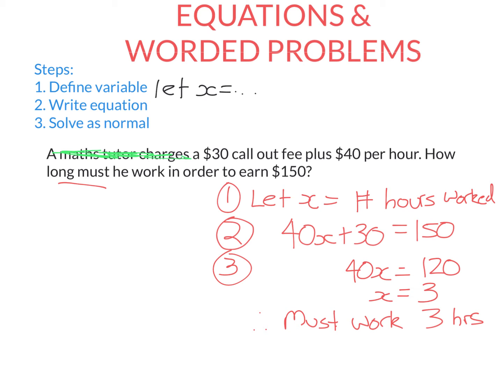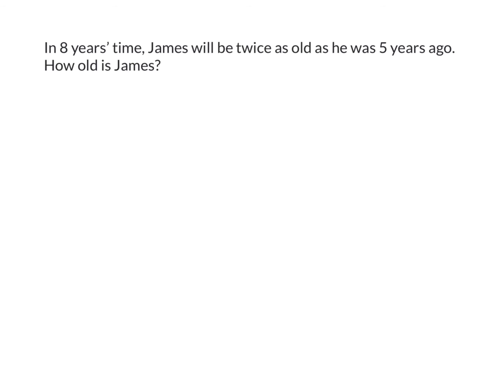All right, let's look at a slightly harder example. So in 8 years' time, James will be twice as old as he was 5 years ago. How old is James? This is a difficult question, but don't stray from the process. We're going to follow the same three steps that were on the previous slide. The first step is define a variable. That means let x be the thing you're trying to find. So in this question, we're trying to find James's age. So I'm going to let x be James's age.